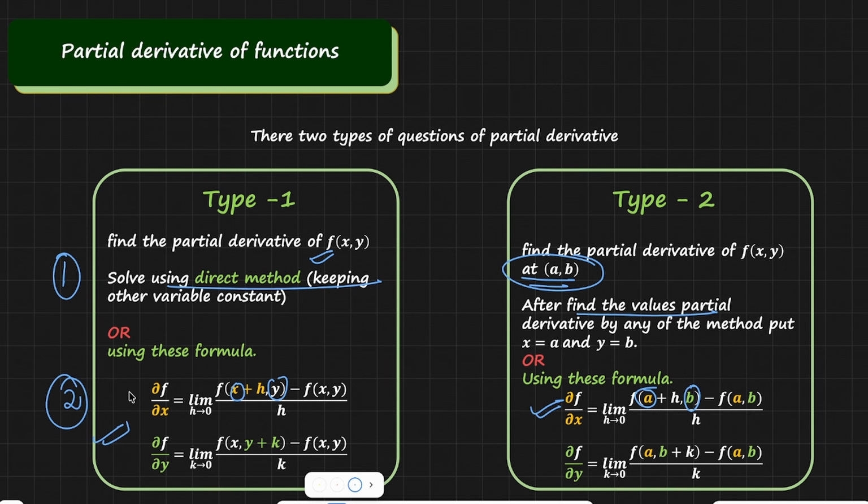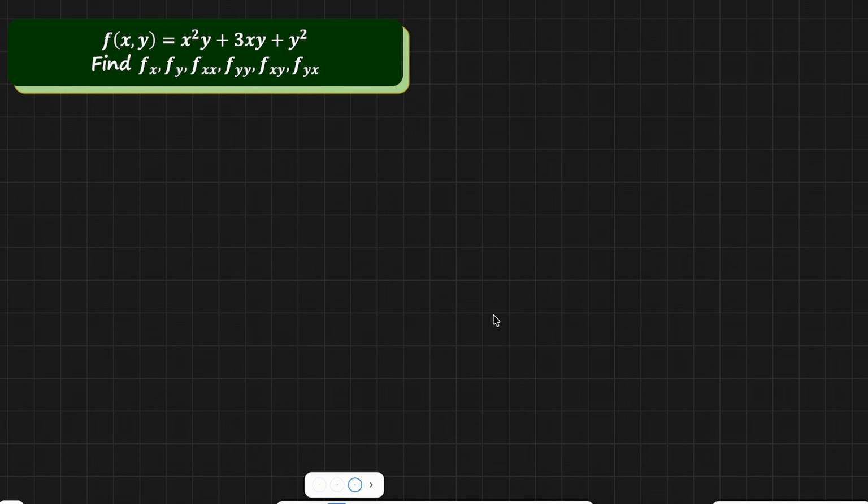If they say find the partial derivative at a particular point, then first you solve this, put x equals that point, y equals that point. Or if you are using the formula, instead of finding the partial derivative, simply put the value of x and the value of y. Don't worry, I'll explain the question, then you will understand. Let's start the question. I will explain each and everything.